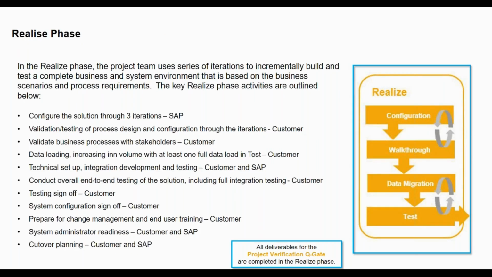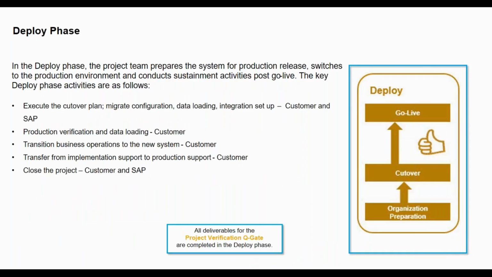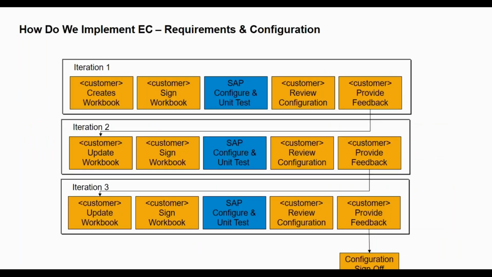Okay, now while doing the testing, in the realize phase you will be doing the testing. And in the testing phase we follow the 3 iteration methodology. Iteration meaning, 1 iteration meaning customer filling the workbooks, they will share it with the implementation partner. Here SAP means implementation partner. SAP or implementation partner will configure and do the unit testing in development system. This will be moved to quality and your customer would be reviewing that configuration.